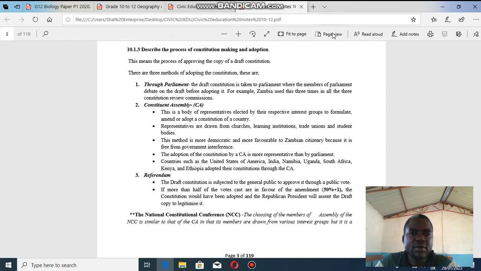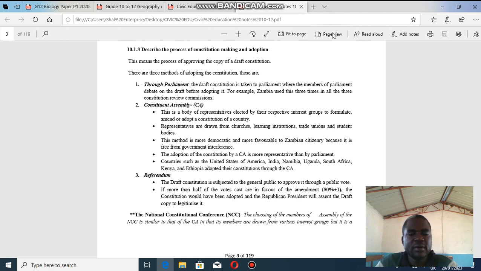So there are three methods of adopting the constitution. These are: number one, through parliament; number two, constituent assembly, CA; number three, a referendum. Then there is also another thing which you can come up with, which is National Constitutional Conference, NCC.